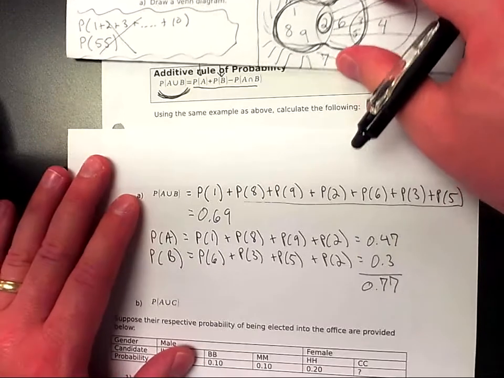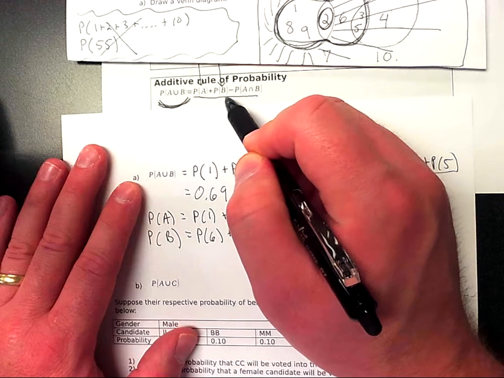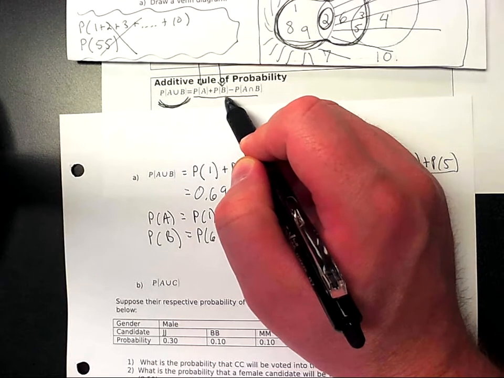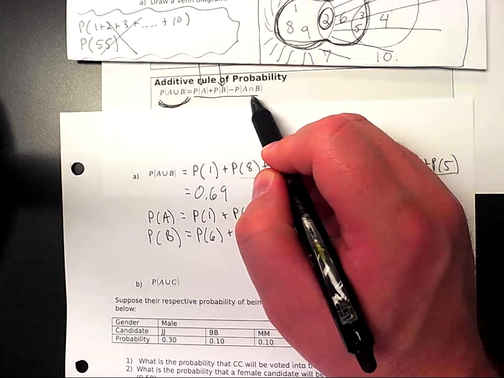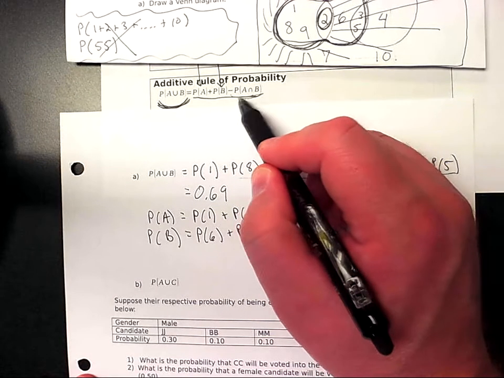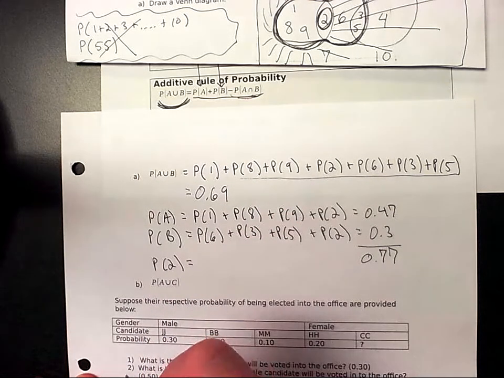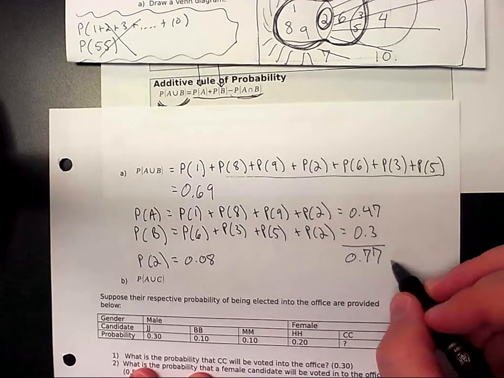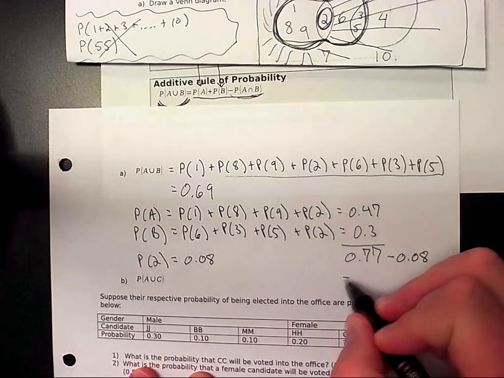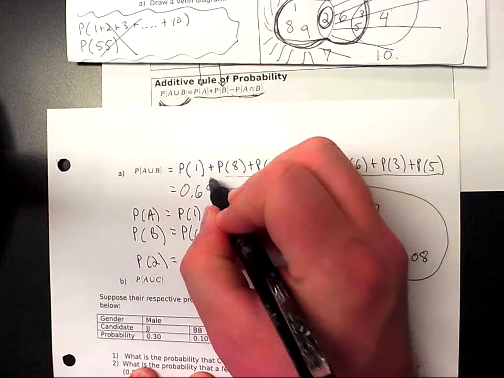Does that make sense? So that's why if you go back over here to the formula, we don't just add up the probability of A and the probability of B, but since we added the number 2 twice, which is in their intersection, we have to subtract out one of those 2's, which is why we have this correction right here. Does that make sense? So therefore, what's the probability of 2? Probability of 2 is 0.08. So if we take 0.77 and subtract out 0.08, well, lo and behold, we're going to end up with 0.69, which is exactly what we got up here.